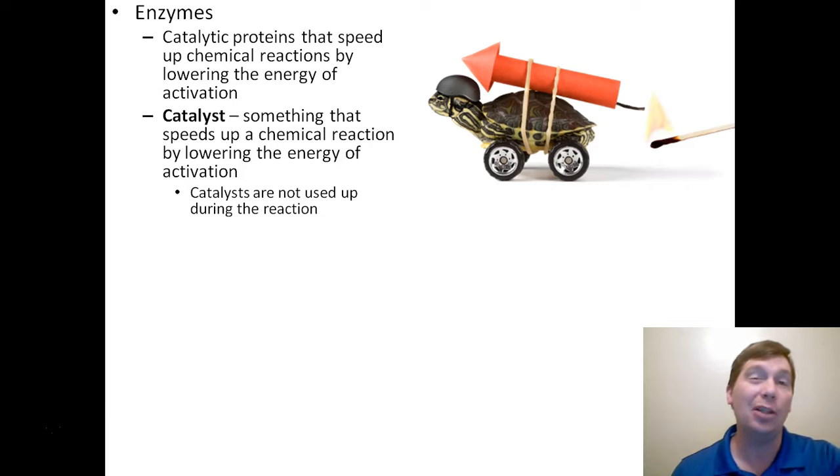You actually have some of these in your car. Your car has what's called a catalytic converter that does a chemical reaction that gets rid of the smog in your car exhaust. Now, your catalytic converter is not an example of an enzyme. An enzyme is a catalyst that's made out of protein, and it's found inside of your body.